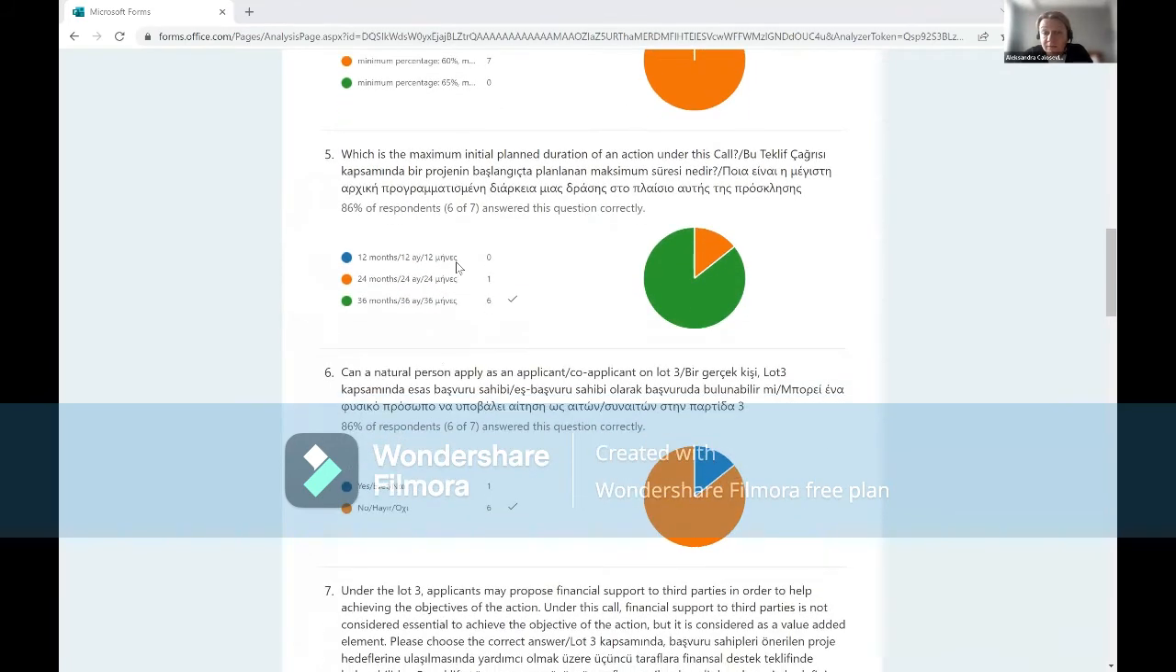Can a natural person apply as an applicant on lot 3? We have one wrong answer. The answer is no. A natural person, a physical entity, a human being, or a robot, they cannot apply, you know, to lot 3. Only lot 1. So if you are a natural person, please do not apply to lot 3. Apply for lot 1 if you are interested in applying for this lot.